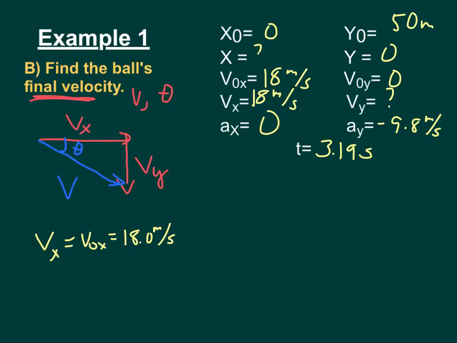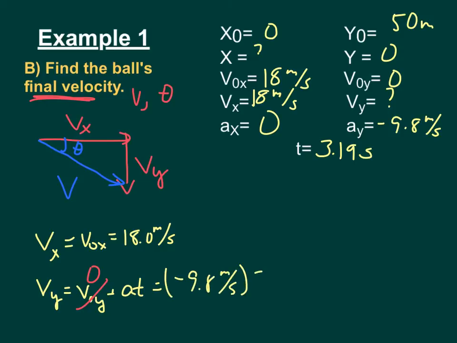So if we're looking for Vy, Vy equals V naught y plus a t, which, look for zeros again. This is 0, you have an initial velocity of 0. So we get negative 9.8 meters per second squared times 3.19 seconds. And when we do this math, we find that this is negative 31.3 meters per second, which makes sense because it's falling down. So now we go over to this triangle.